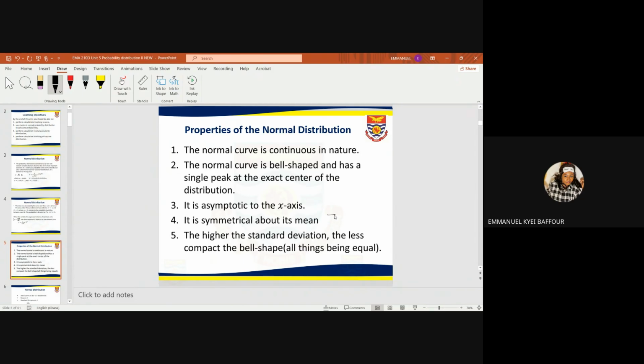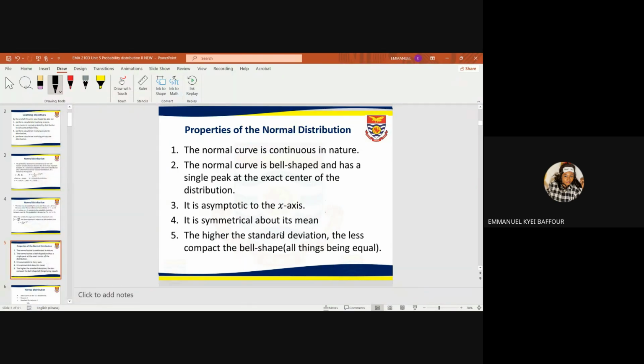So if you have your x-axis as this, then you realize that the distribution is something like this. You have your distribution like this, so it doesn't cut across the x-axis. So we say it is asymptotic to the x-axis.